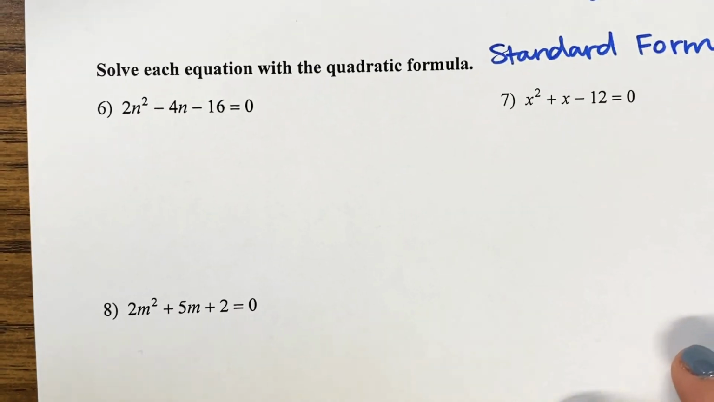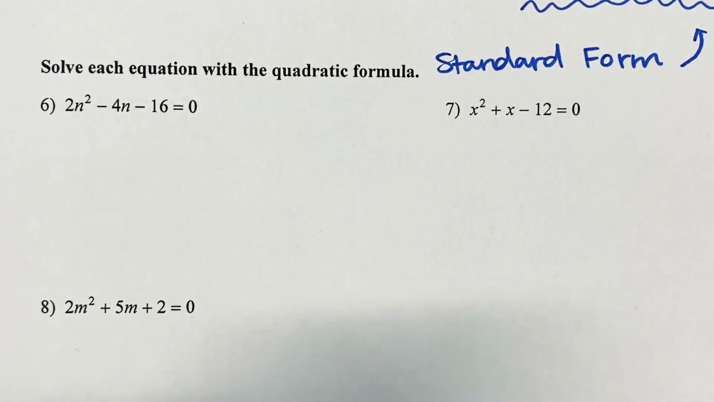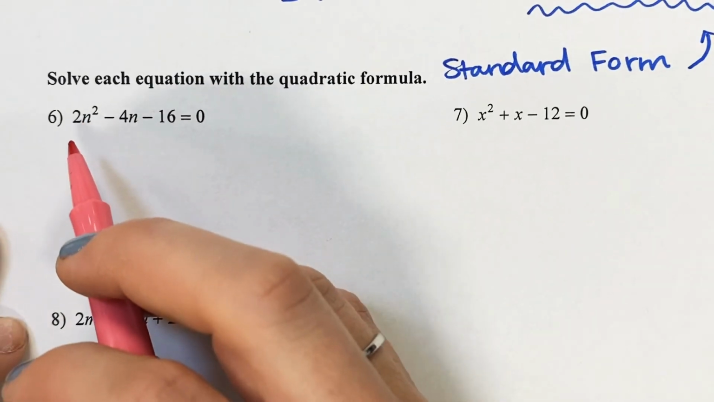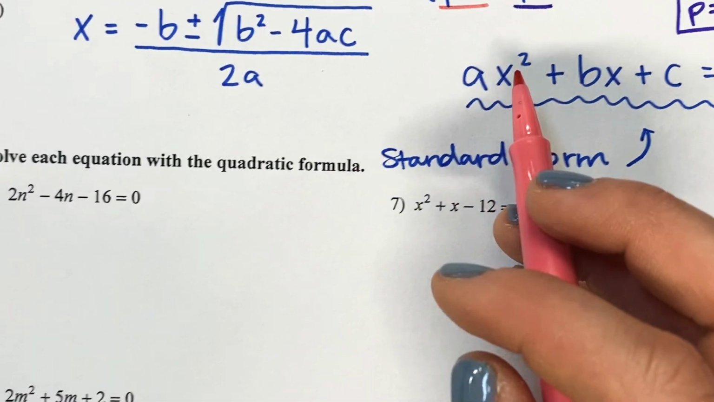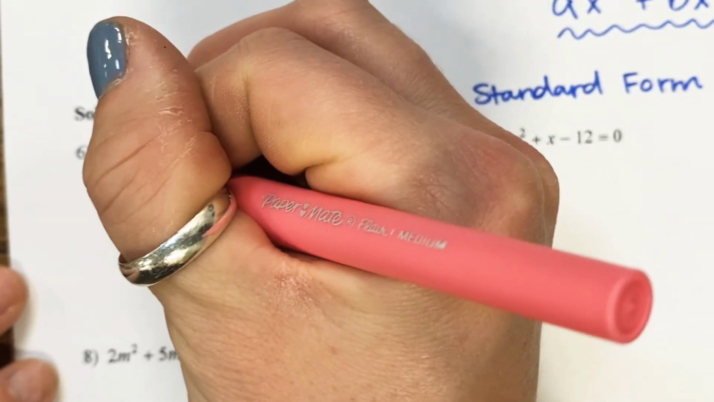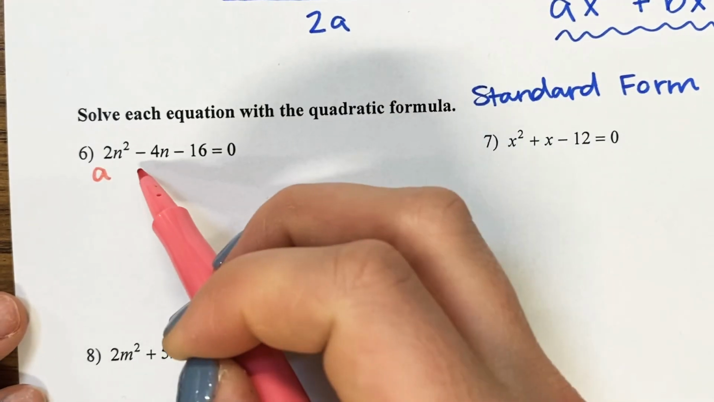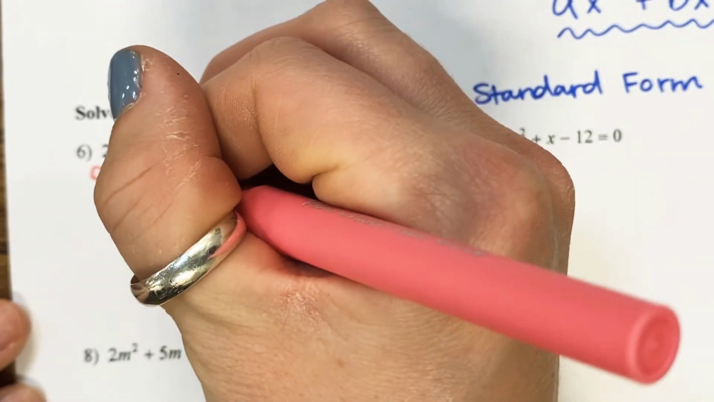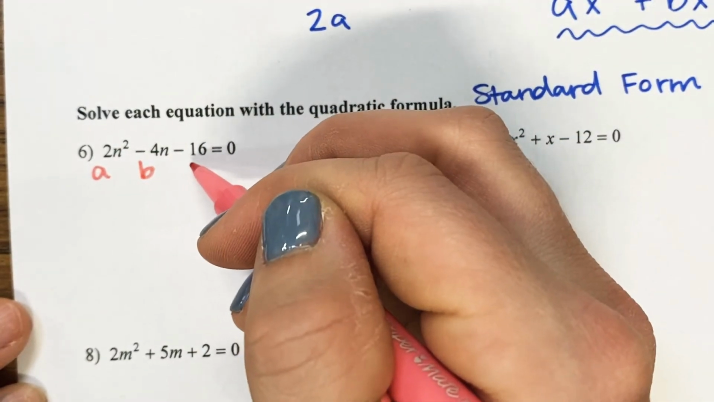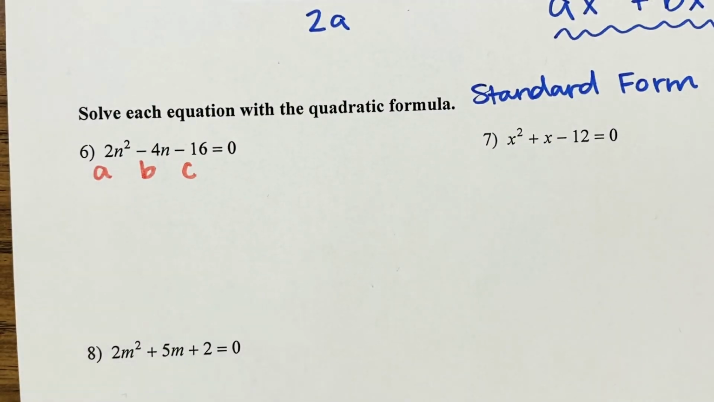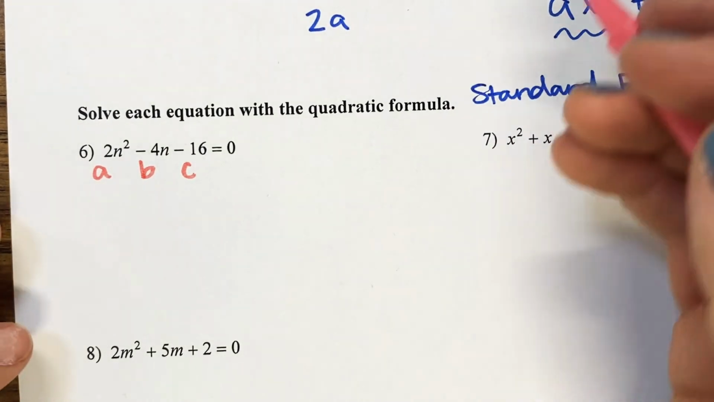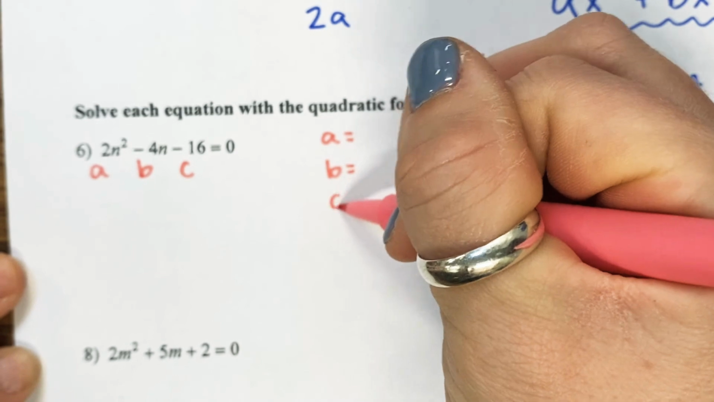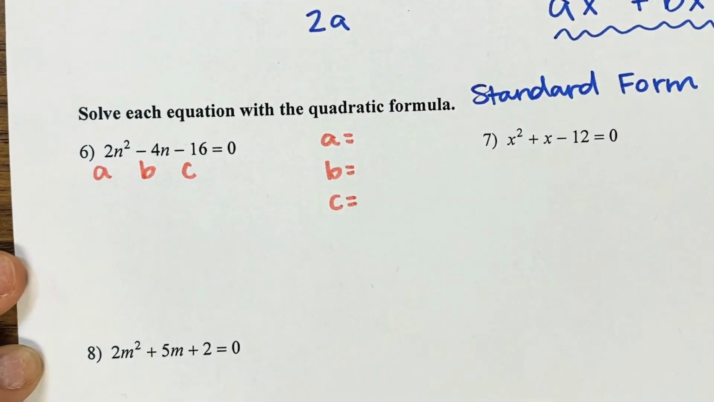Okay, so I'm just going to go ahead and label my A, B, and C for 6, 7, and 8. Well, I know my A is always in front of the variable that's squared. Okay, so I know that too. That's my A. My coefficient that is right in front of just the one variable is my B. And my C is the constant. Now I want us to actually write out what those coefficients or constants are.